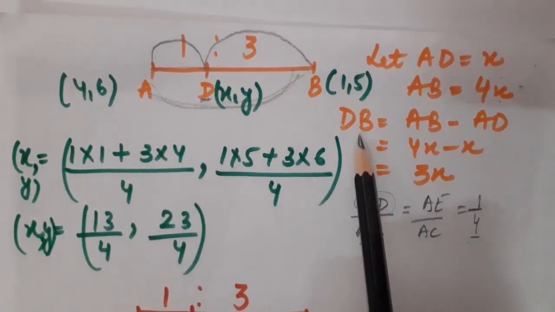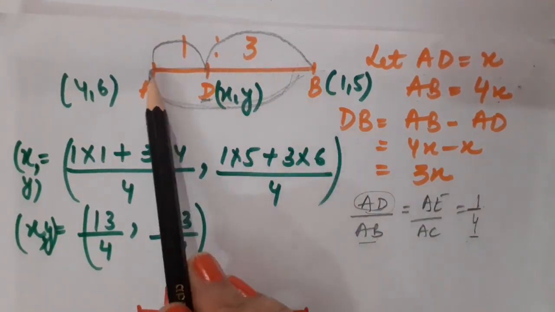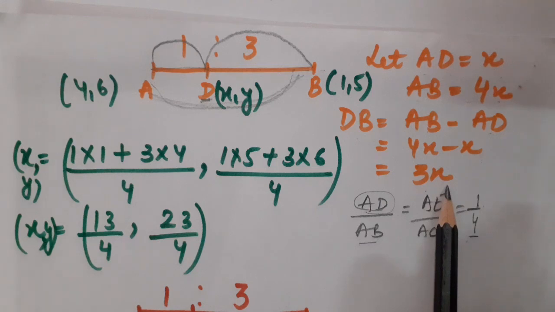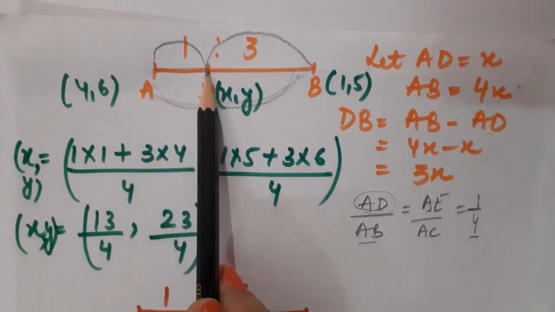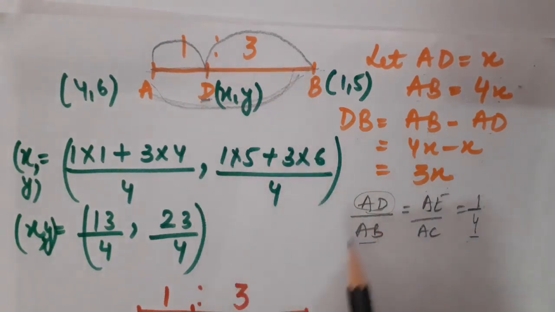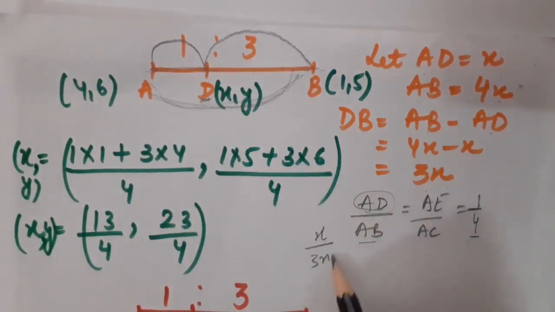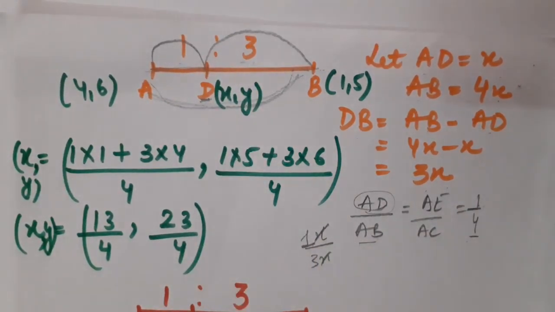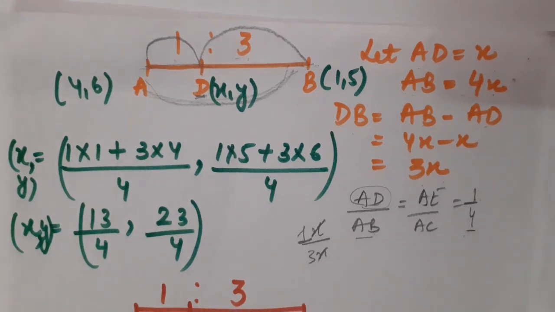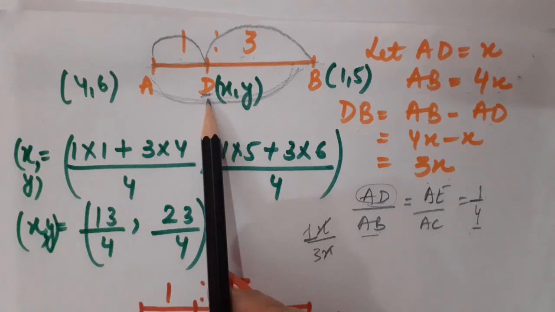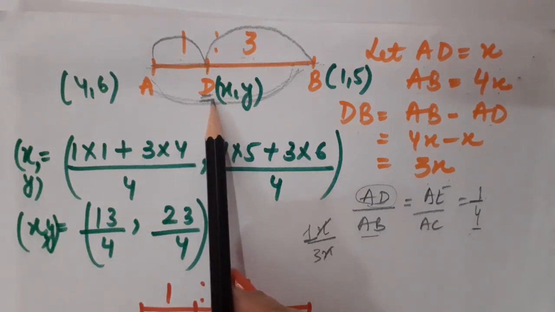So I have to calculate this DB. What can be done? DB is equal to complete AB minus AD. That is 4x minus x, which means 3x. So this AD was 1x and this has become 3x. So 1x upon 3x, x and x are going to be cancelled. So ultimately I will get the ratio 1:3. That's why the same ratio has been shown in that diagram of the triangle. Correct, students?